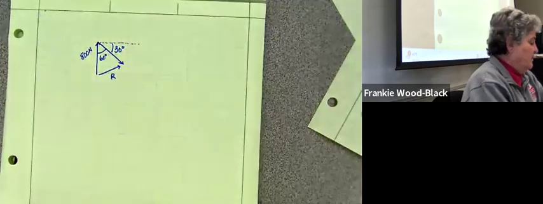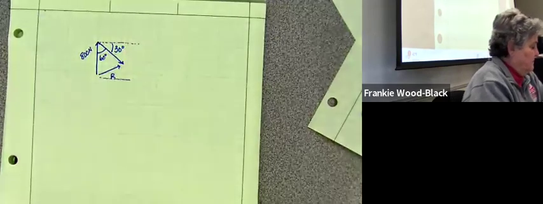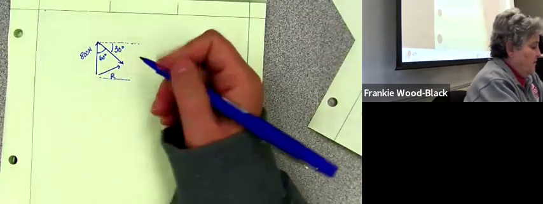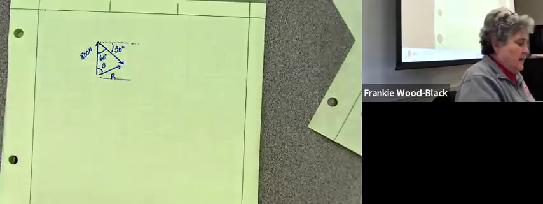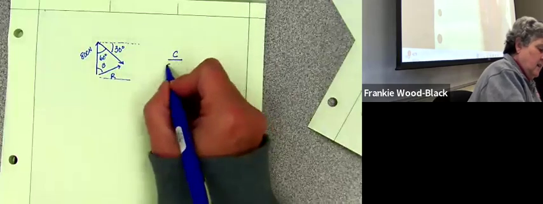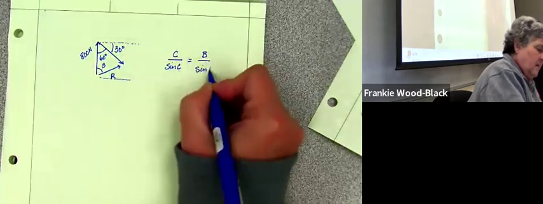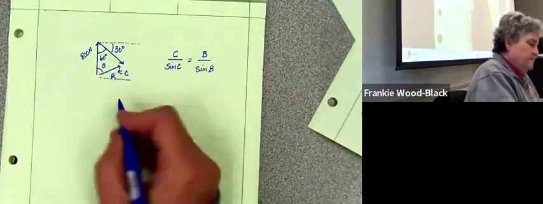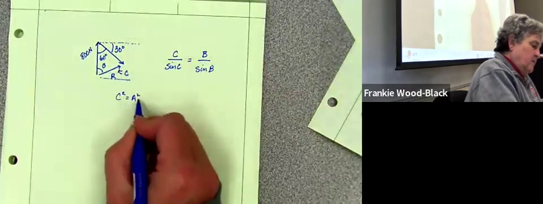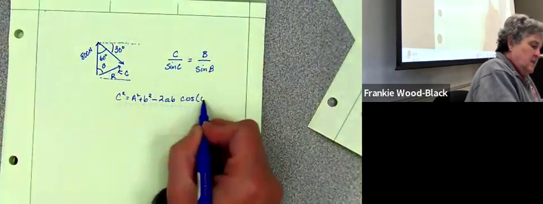I've got two sides and an angle. If I want to calculate my angles first, I certainly can. Okay, we can calculate B very easily because I can do C over sine of C is equal to B over sine of B. But I've got to figure out my C first, because I need that side. C squared is equal to A squared plus B squared minus 2AB cosine of 60 degrees.